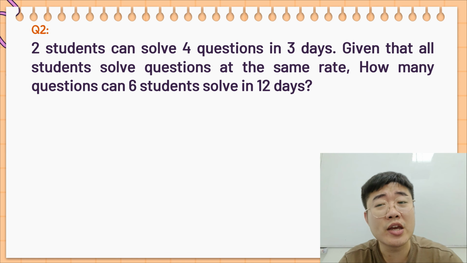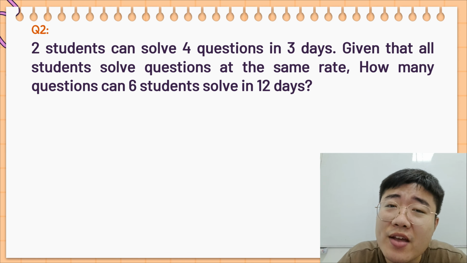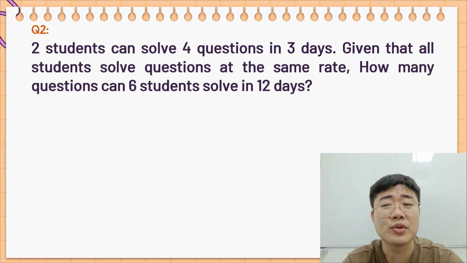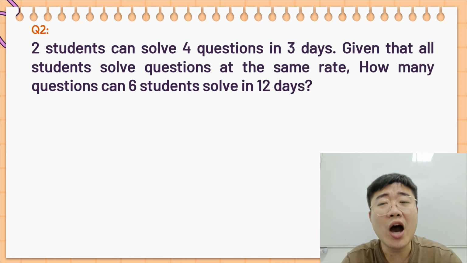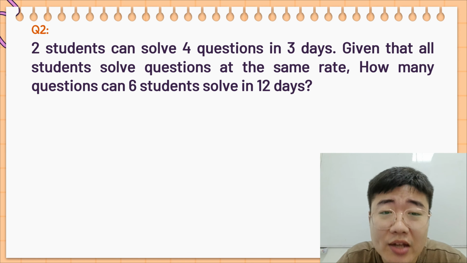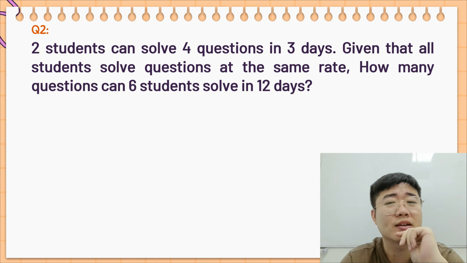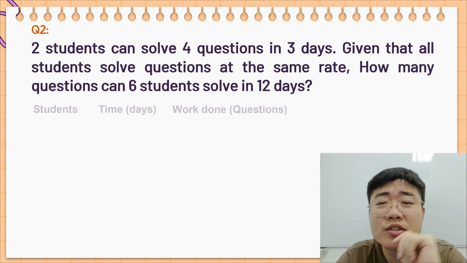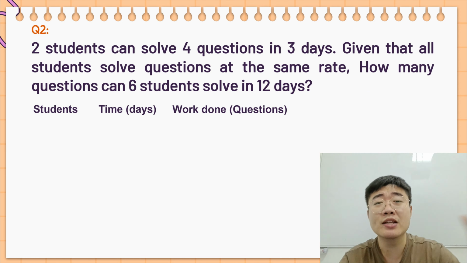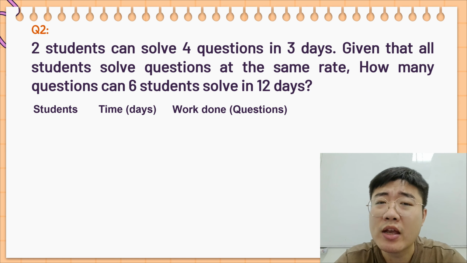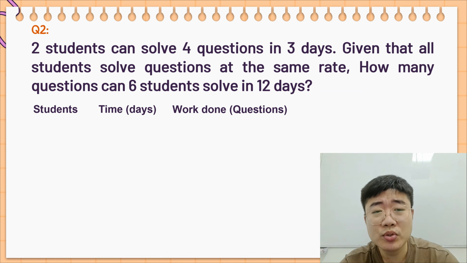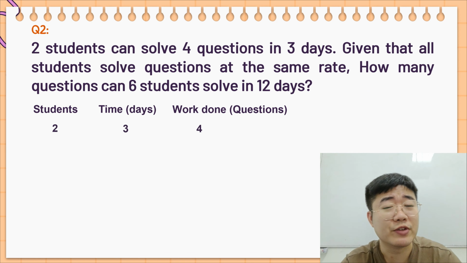So in this question here, 2 students can solve 4 questions in 3 days. Given that all students solve the question at the same rate, how many questions can 6 students solve in 12 days? So let's think. In this one, we got the students, the time, and the number of questions they can finish. So we must ask ourselves, 2 students, 3 days can finish 4 questions.